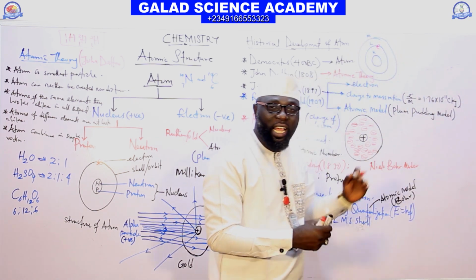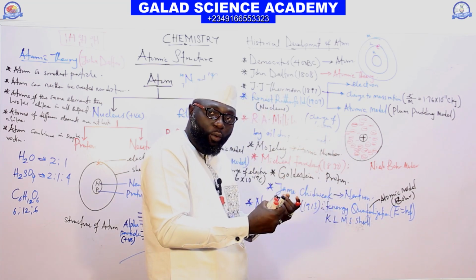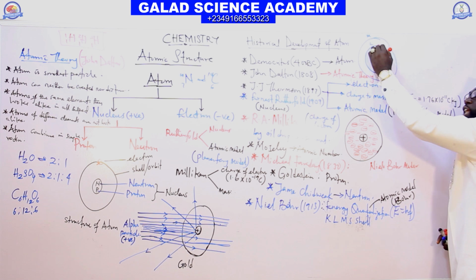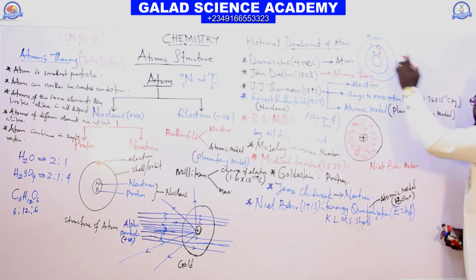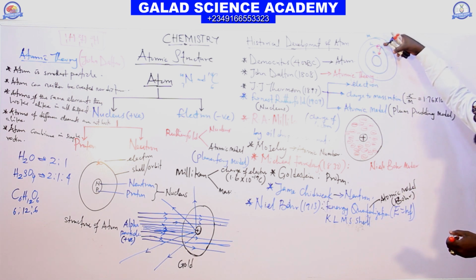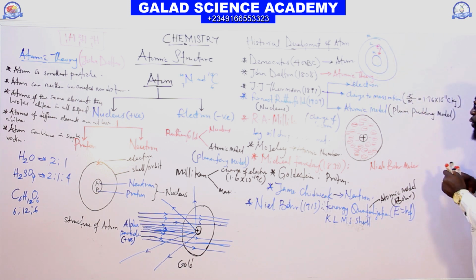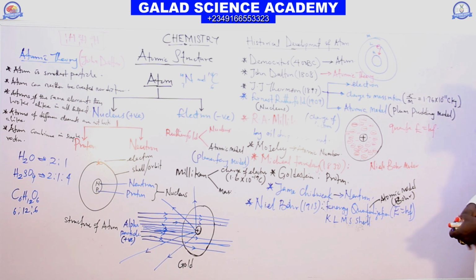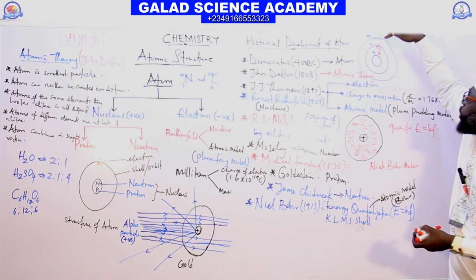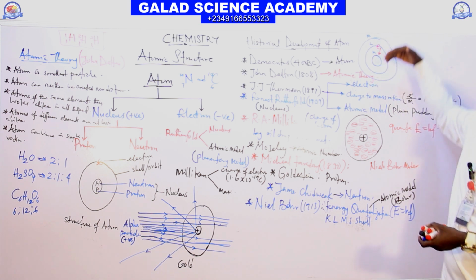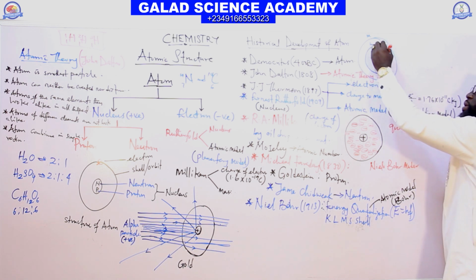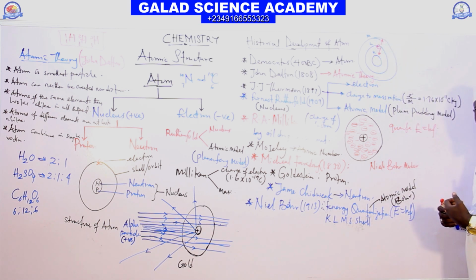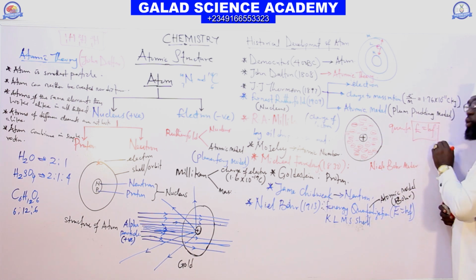Bohr now said the energy or radiation is absorbed or liberated when the electron is moved from one level to another. Assume the electron is coming from L to K, the radiation will be liberated in the form of quanta, which is E equals hf. So when an electron moves from L to K, the energy will be liberated. But when an electron moves from L to M, the energy will be absorbed, in the form of this quanta.